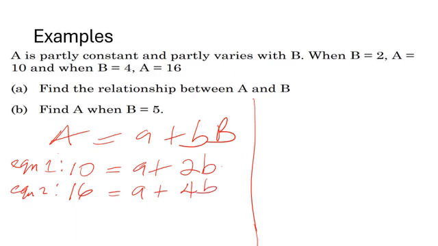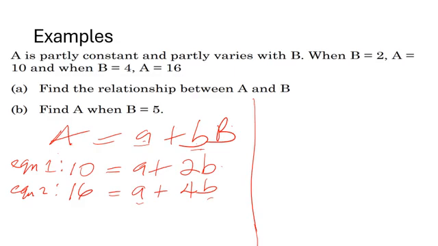Now, they are saying find the relationship between A and B. For us to find that relationship, we need to find the values of those two constants. If we know the values of these two constants, that will give us the relationship between A and B. So now we need to solve these two equations to find the value of a and the value of b.